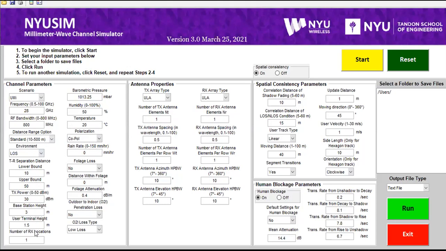Anyway, the distance range option. Below that, you'll find what distance you want to specify between the transmitter and the receiver. It gives a lower bound of 10 meters and an upper bound of 50 meters. So the user will be moving within this range. The user will have a motion as the simulation runs, and the motion will be within this range of distance, 10 meters through 50 meters.